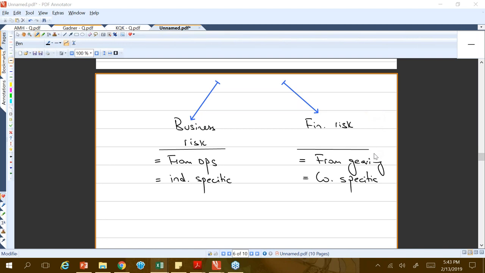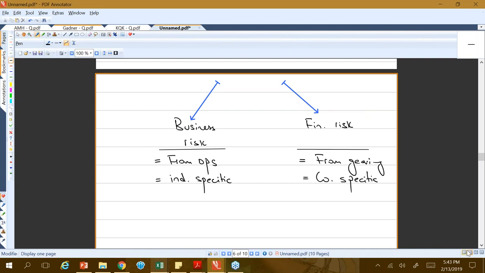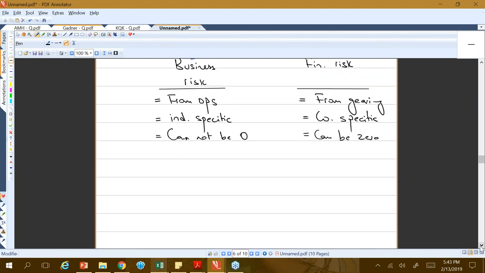Well, a lot of you are giving the right answer here. Thanks. This is the financial risk, because I just said it is company specific. This can be zero. So if you don't take on any debt, your financial risk is zero. But business risk cannot be zero because it is industry specific and each industry will have some sort of business risk. Now, the question is, what is beta then?